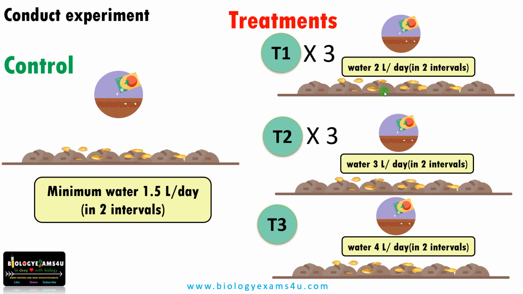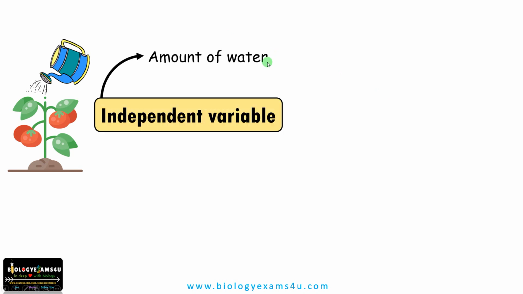Now let us understand what a variable is. A variable is any factor or trait that is changing in an experiment that can be measured or quantified. So let's begin with the independent variable. Here the variable that we changed in this experiment is the amount of water. So the independent variable is a variable that the researcher changes in an experiment.